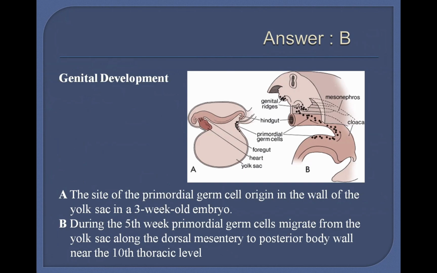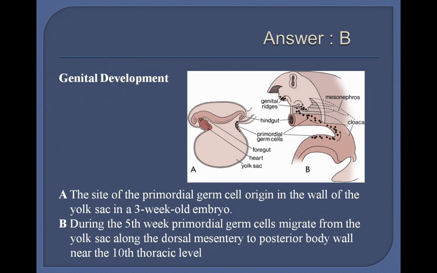No, so I think from the explanation, it will be option A. A will be correct. I have made a mistake probably, sir. The site of primordial germ cell origin is in the wall of the yolk sac in a 3-week-old embryo. However, during the 5th week, these cells will migrate from the yolk sac along the dorsal mesentery to the posterior body wall near the 10th thoracic level.